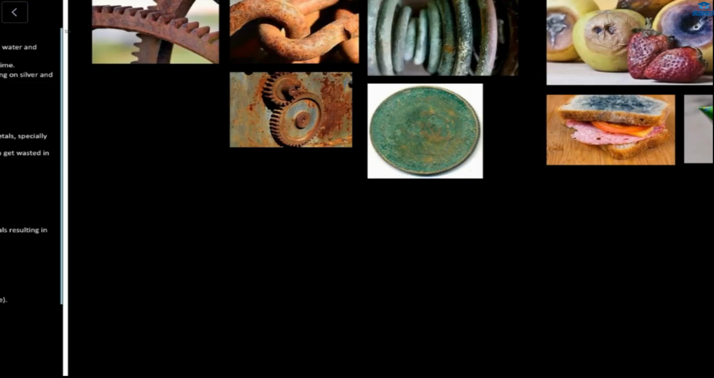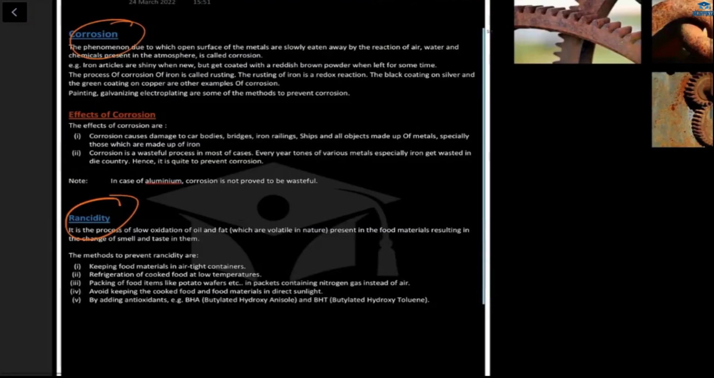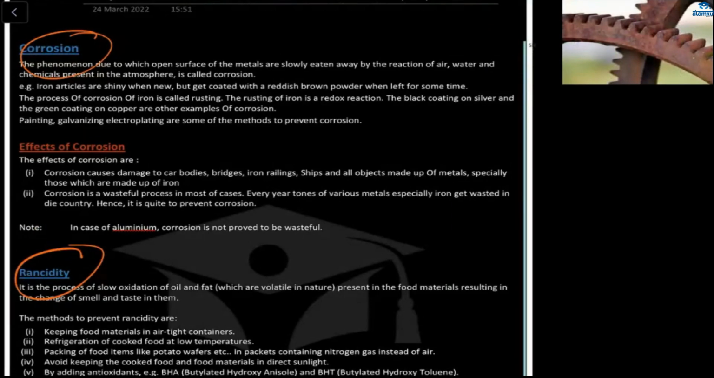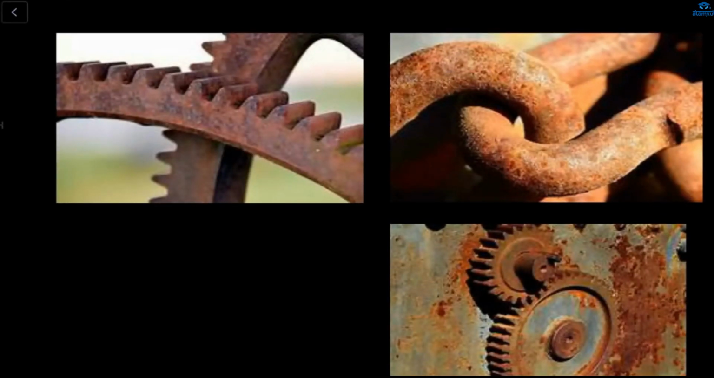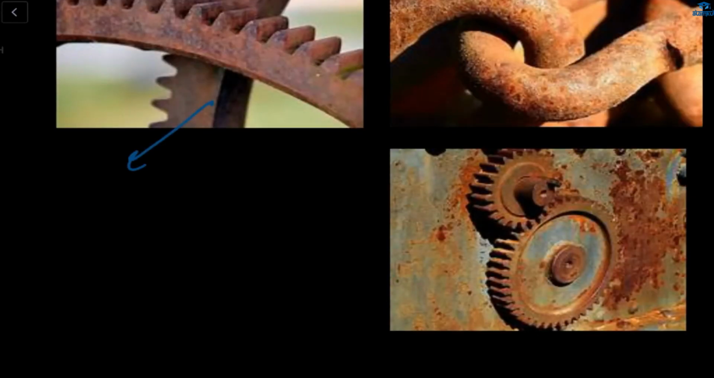Let's start today about corrosion. This is the last topic now, corrosion and rancidity. Do you know what this is? Rust. Yes, rusting. So, what is corrosion?